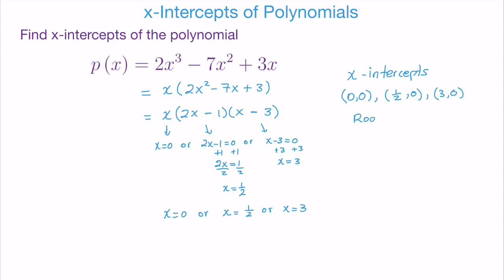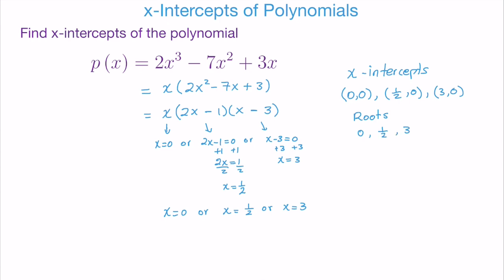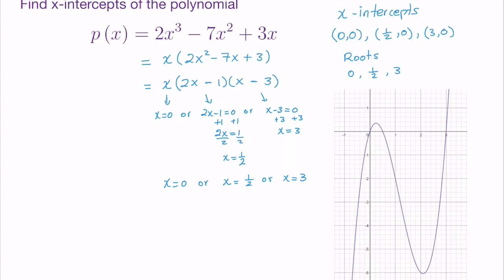Now the roots of the polynomial p are 0, 1/2, and 3, as well as the real zeros of the polynomial. And of course, let's look at the graph. So this is the graph of the polynomial p of x, and we have here the three x-intercepts, the origin, the point (1/2, 0), and the point (3, 0). Notice that the x and y-intercept in this example coincide. The only y-intercept is the origin, which is, of course, an x-intercept.